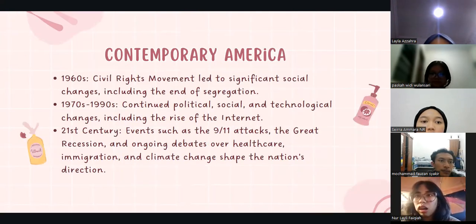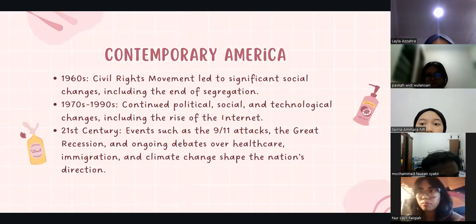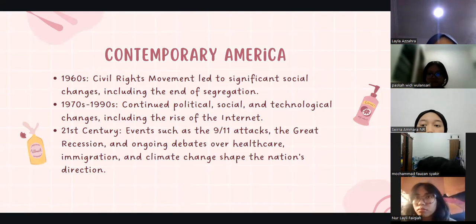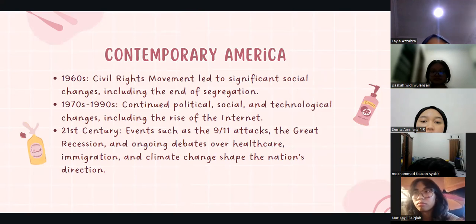Okay, the next is contemporary America. During the 1960s, the civil rights movement in the United States aimed to end racial segregation and discrimination against African Americans. This period saw significant social changes, including new laws that guaranteed equal rights and opportunities for all people, regardless of their race.